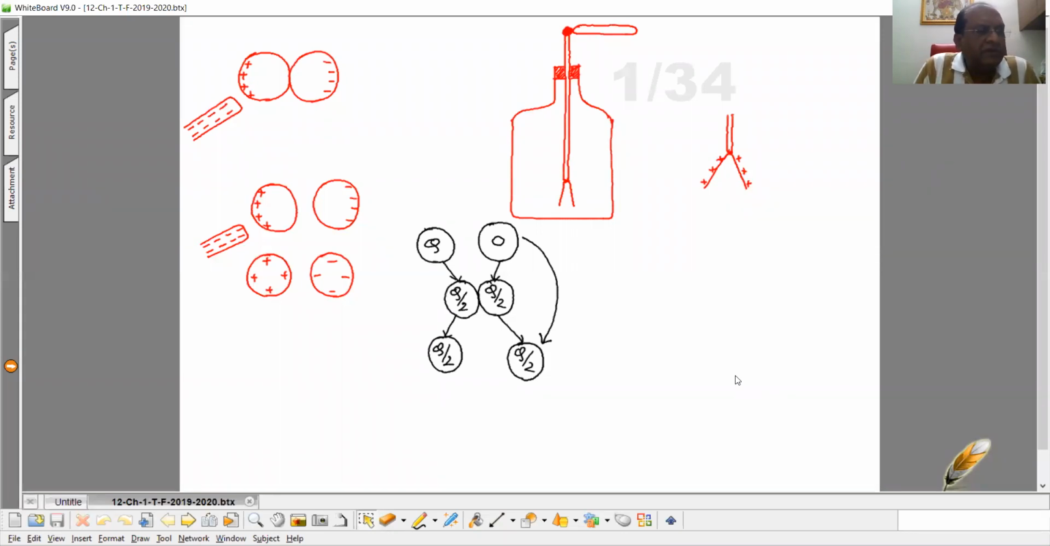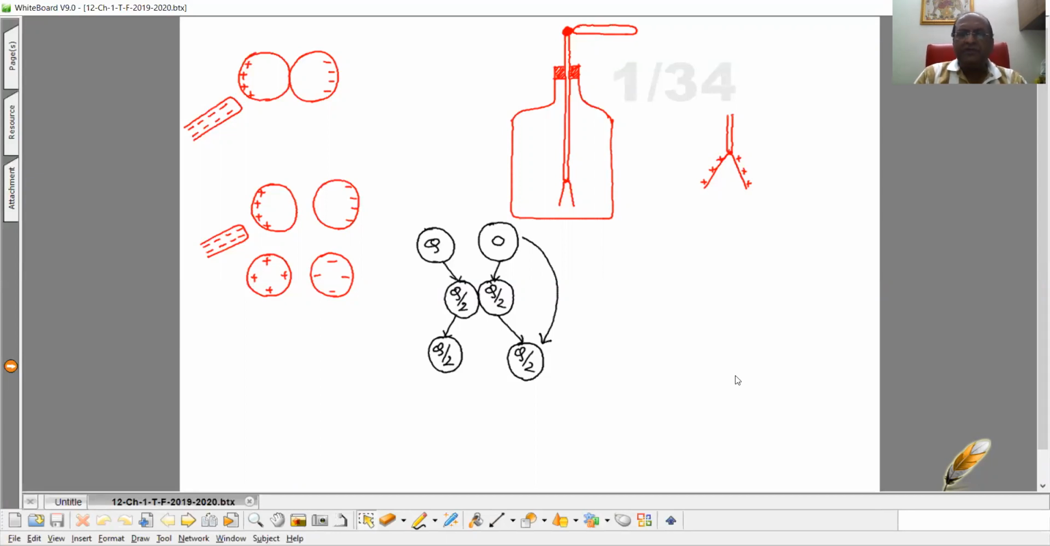Now, the first chapter, electric charges and fields. Nowadays, we know the importance of electricity in our day-to-day life, right? Now, the building block of electricity, that is electric charge, right? So, first of all, we have to understand what is electric charge. Now, let's try to understand what is electric charge and how it was discovered.